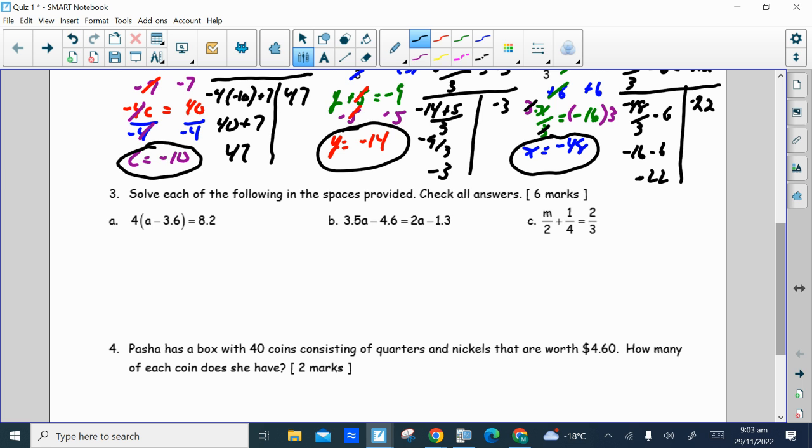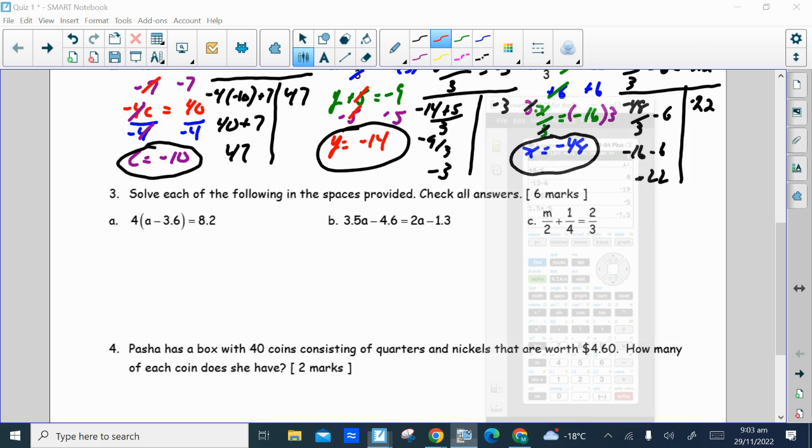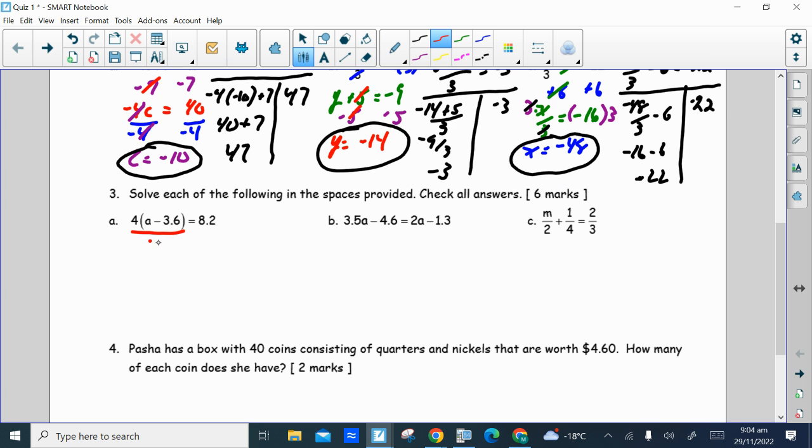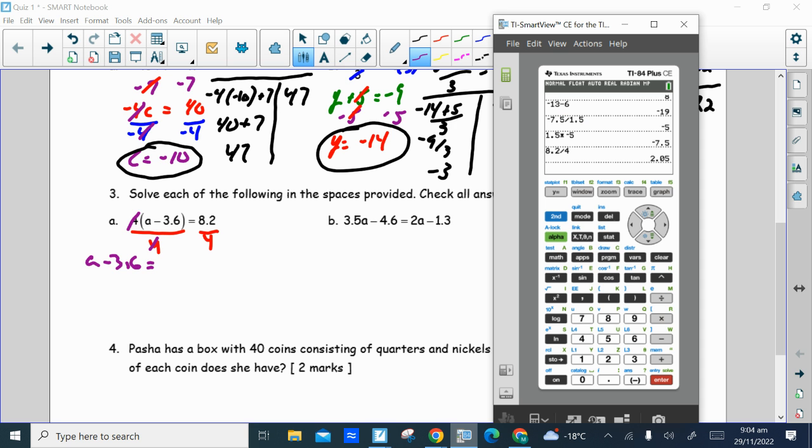Right, number 3. First step there. And we saw ones like this yesterday in our review. I think we can divide both sides by 4. It just saves us one step. 8.2 on the right divided by 4 does equal 2.05. So that's what I would do first here. I would divide both sides by 4. And when that does, it gets rid of the 4. You have a minus 3.6 on the left. And on the right, you'll have 2.05.